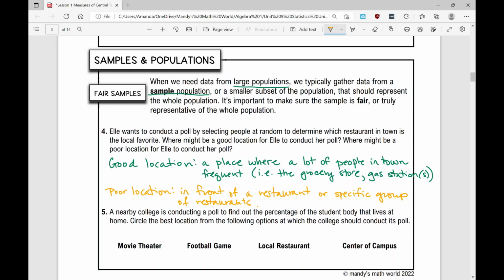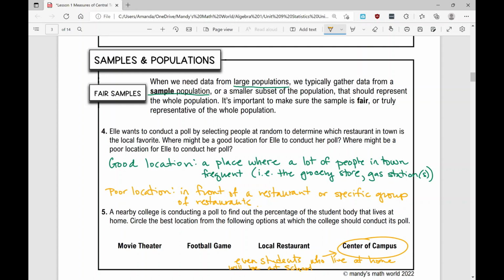Does every student go to the movie theater? Does every student go to football games? Does every student go out to eat? I sure didn't whenever I was in college. I definitely didn't have the money to do that. But where should most all students go? The center of campus. Even students who live at home will be at school. So there's going to be your best location. It doesn't matter where you live, you will go to school. You will be at the center of campus.